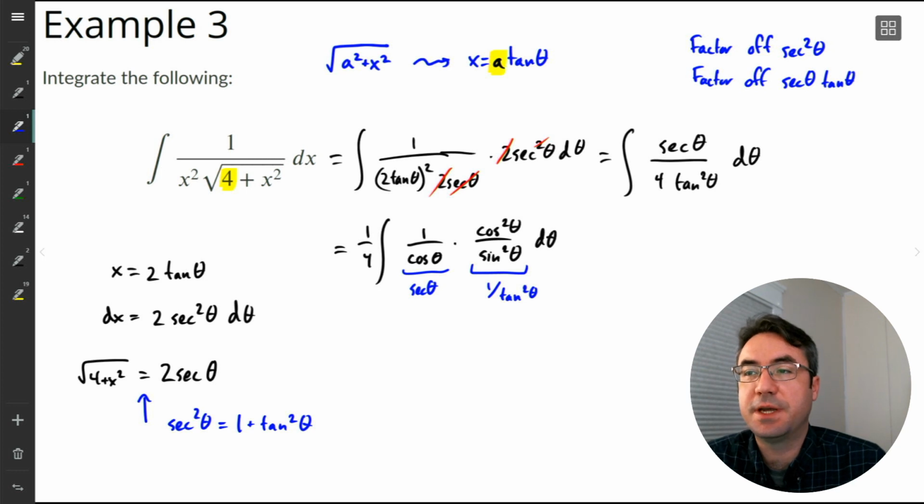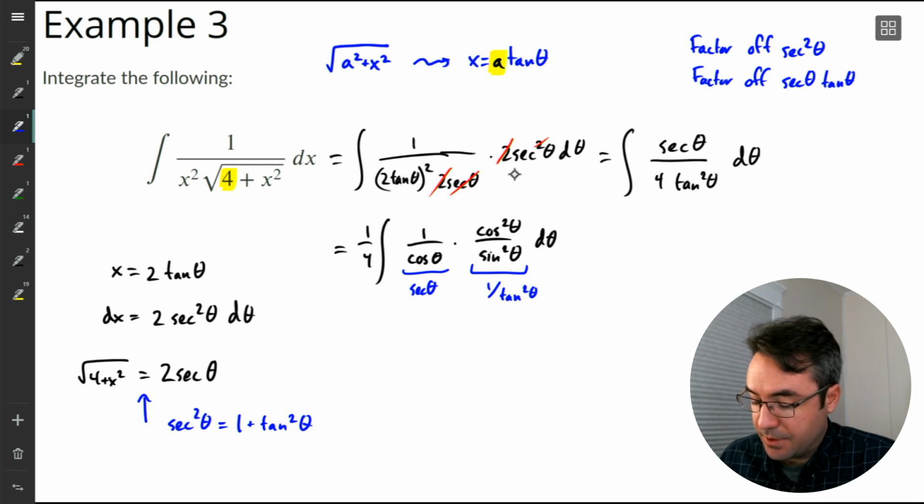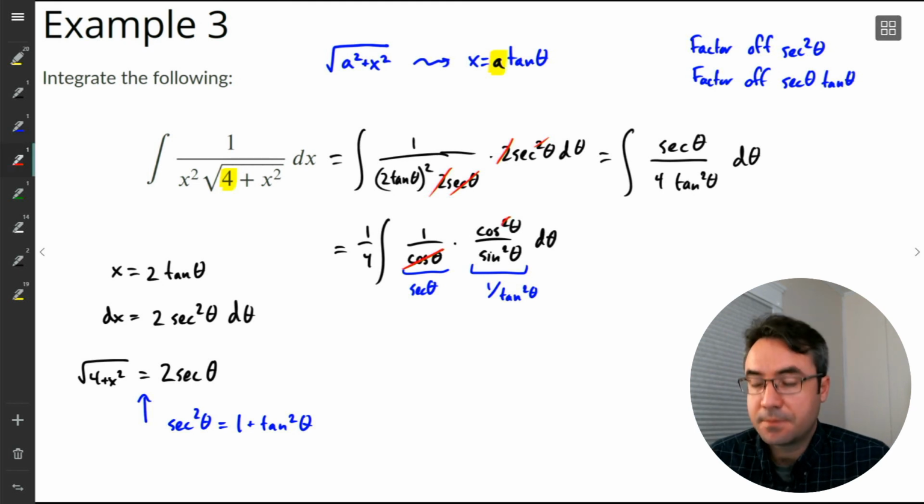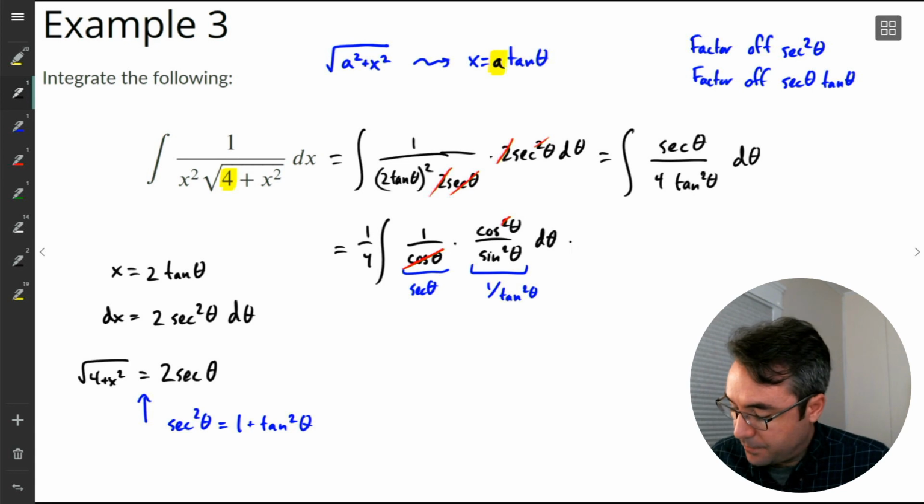So we just broke things up. And now we see that there's a little bit of simplifying we can do. Some of the cosines actually cancel. So that's going to be good. So going a little bit further here, we have the integral of 1 over 4. And then inside we have cosine over sine squared.